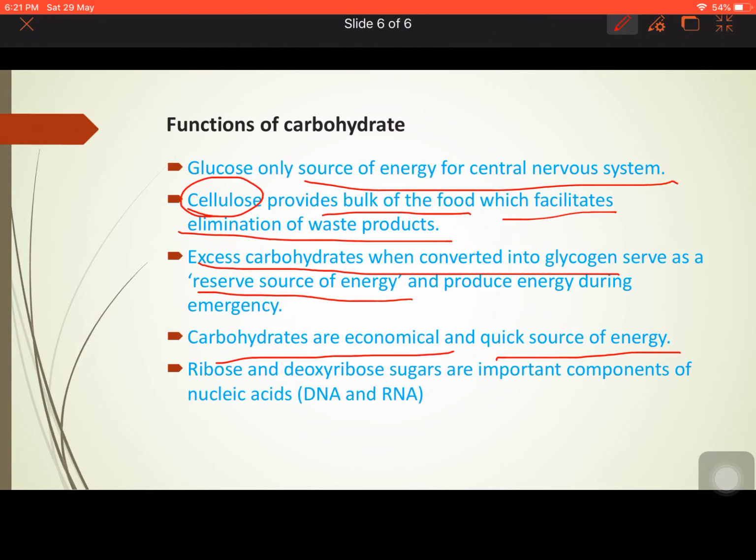Next, the ribose and deoxyribose sugars are important components of nucleic acids, DNA and RNA. When we study DNA and RNA, we will go into detail. For now just remember that this is the ribose sugar and this is the deoxyribose sugar, which are important components of nucleic acids. Is it clear to everyone? I think this part, which I made a little bit shorter, is clear to you all.